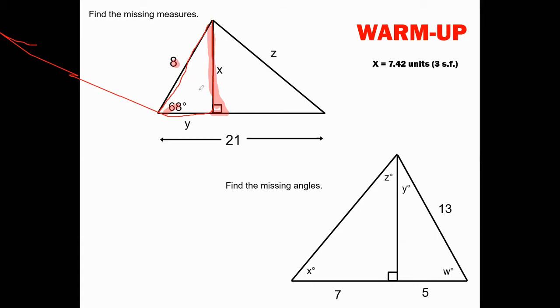So X is the opposite, and the hypotenuse, the trigonometry that we would need would be sine, which is opposite over hypotenuse. So the sine of 68 degrees will be equal to X over 8. Okay, everybody's got that? And that's where we will come up to 7.41747. The 3 significant figures, it'll be 7.42.